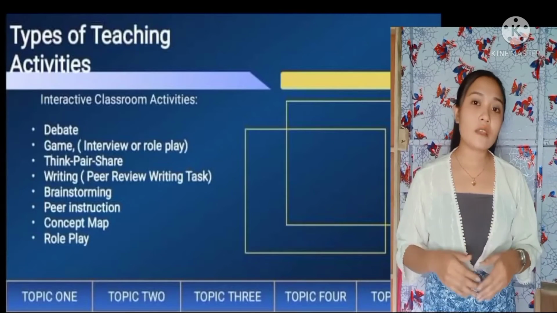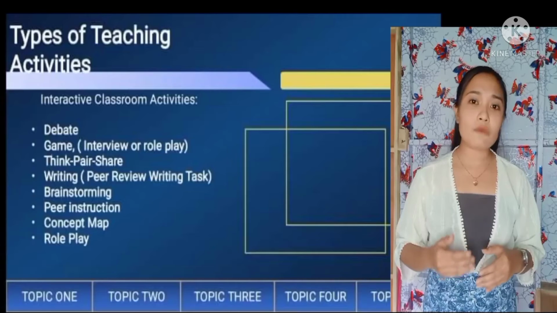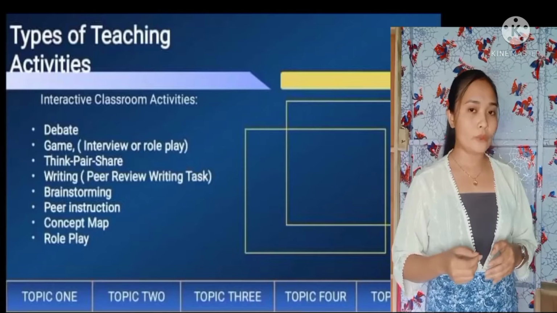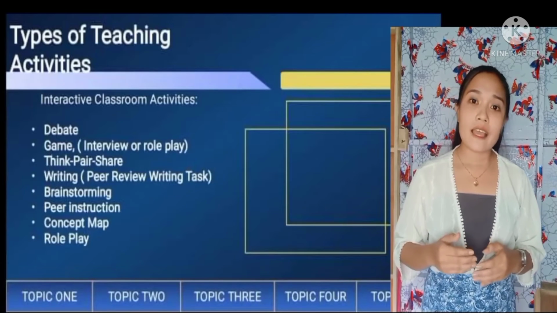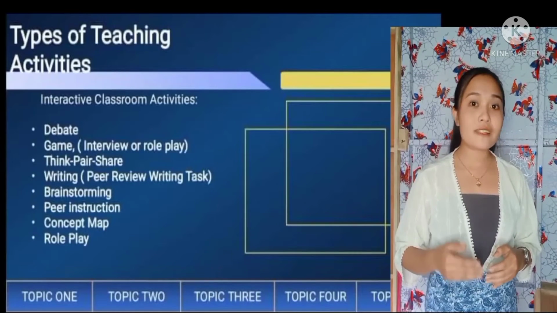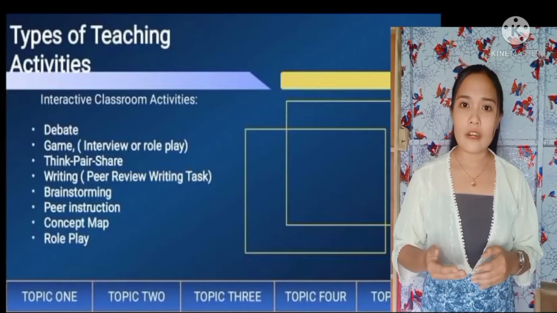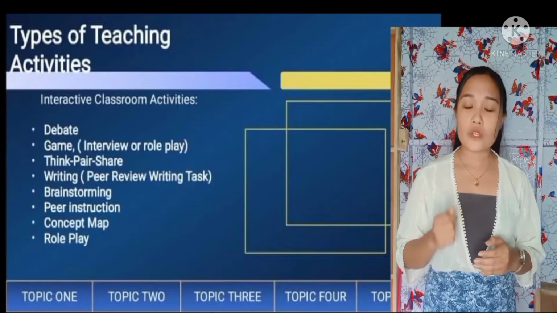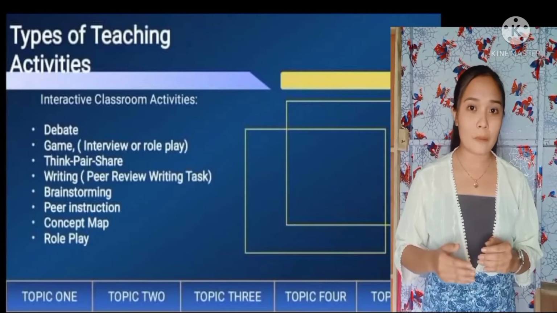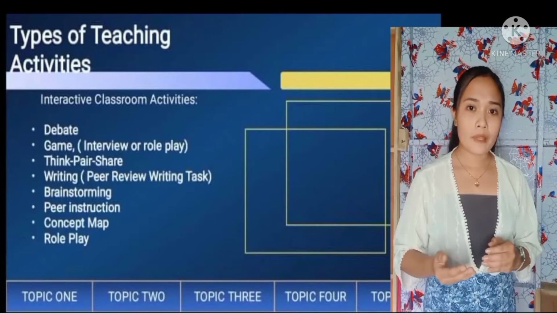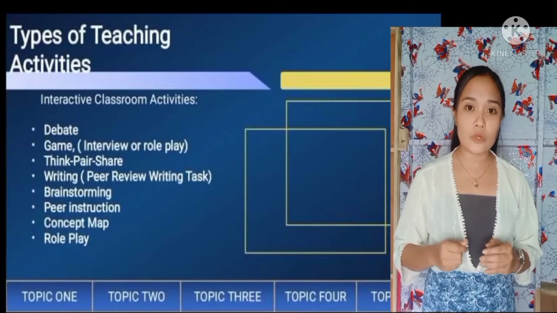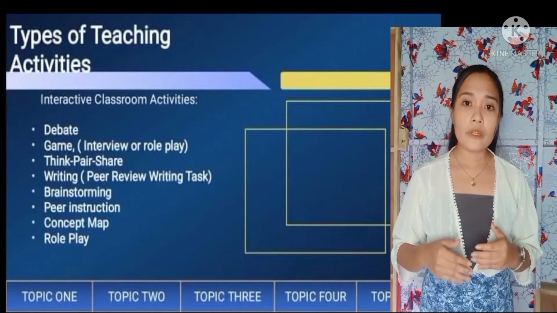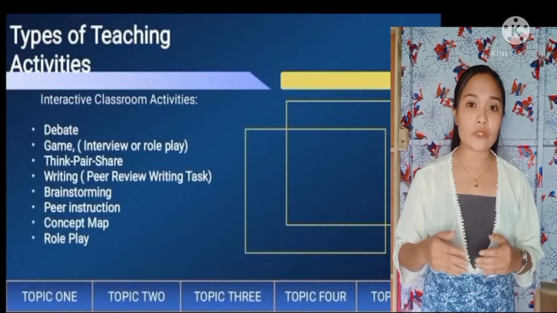Okay, next is think, pair, share. This is the type of activity where first students consider questions on their own, then it provides an opportunity for students to discuss in pairs, and finally together with the whole class. This activity deals with questions to encourage deeper thinking, solving problems, and critical analysis, in a way that your students are engaged and communicate not only with their partner but also with the whole class.